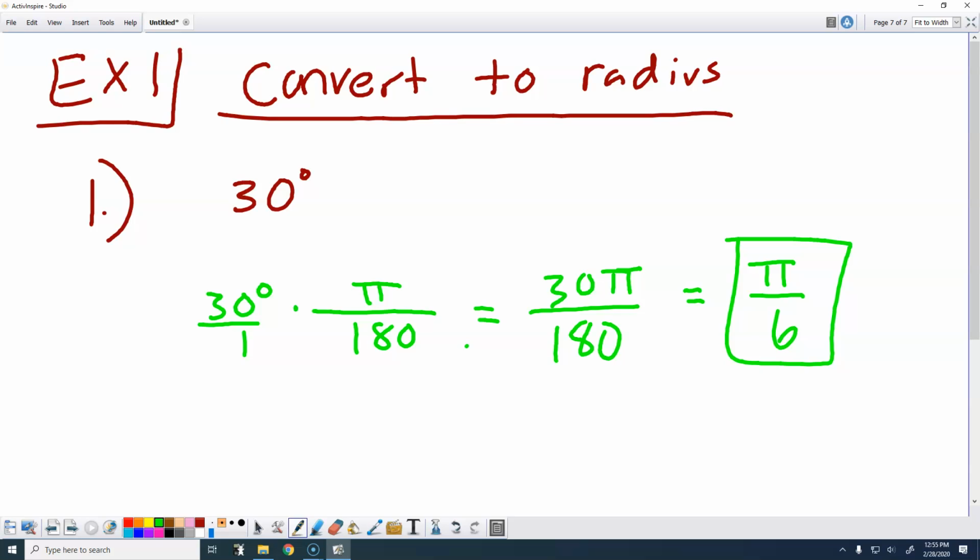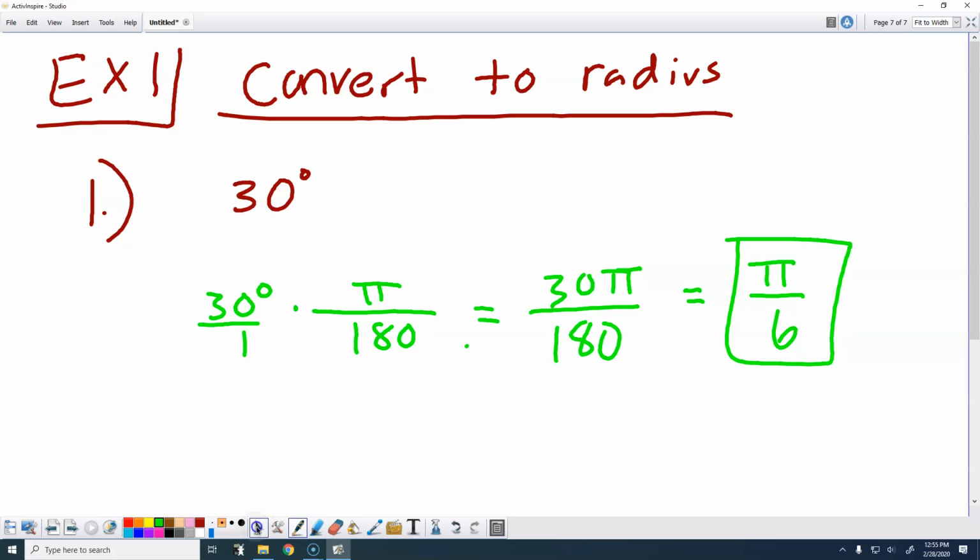Now, I'm going to tell you what that is just to make it make a little more sense. Pi divided by 6 is about 0.5. So basically, it's about half of a radian. Half of a radius length is what 30 degrees would be. All right. But we will be writing our answers like this.